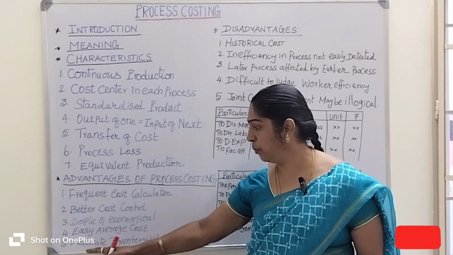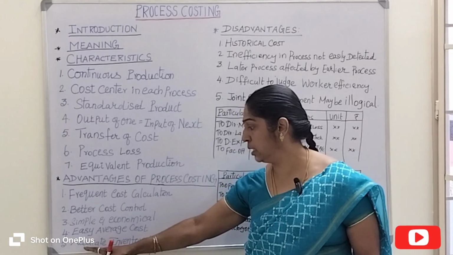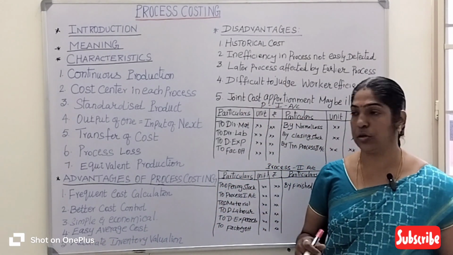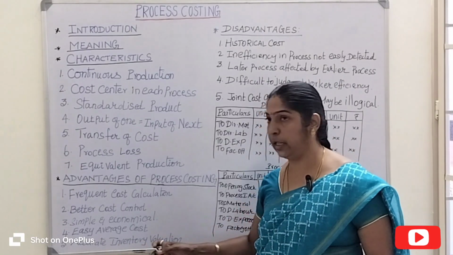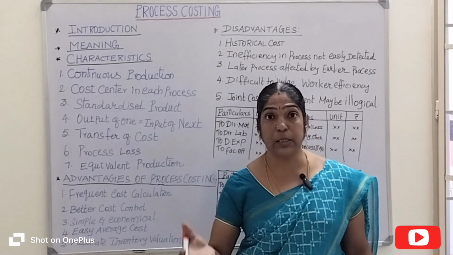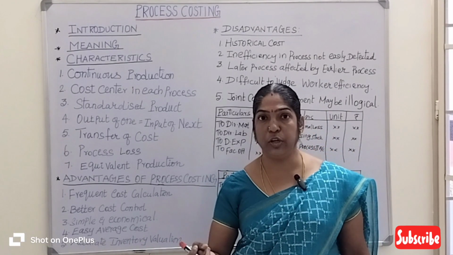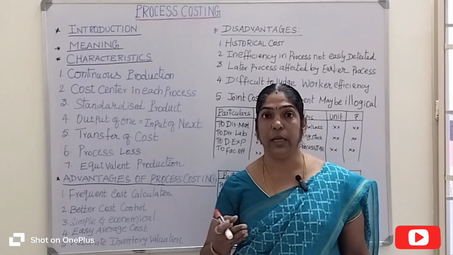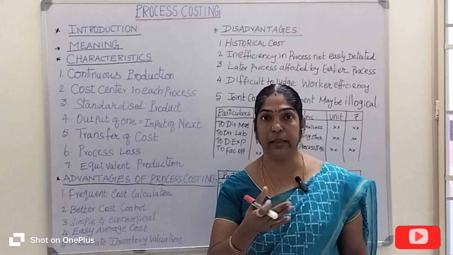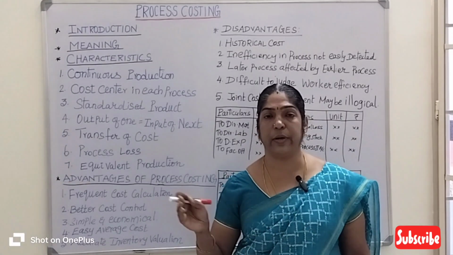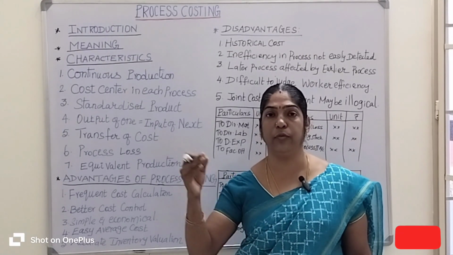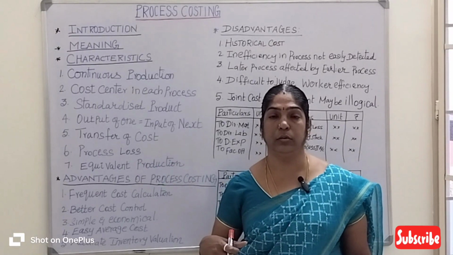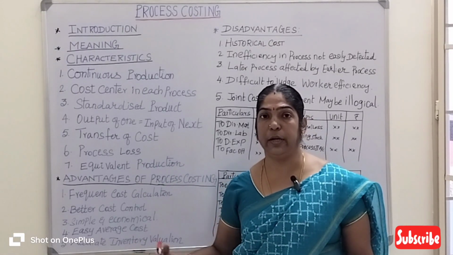Let's come to the last and fifth point, accurate inventory valuation. Process costing provides accurate inventory valuation, covering semi-finished products and finished products. In what way? It collects the cost process-wise. In each and every process, they collect the cost to provide the inventory valuation.